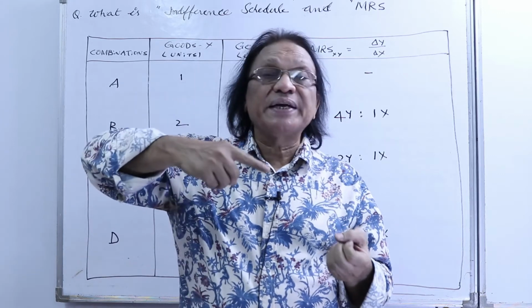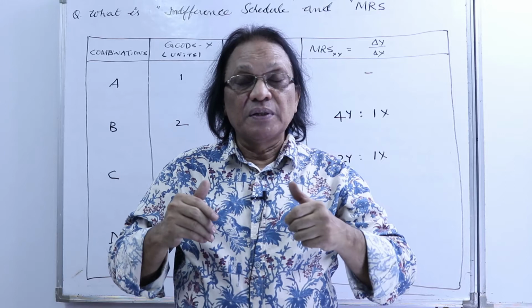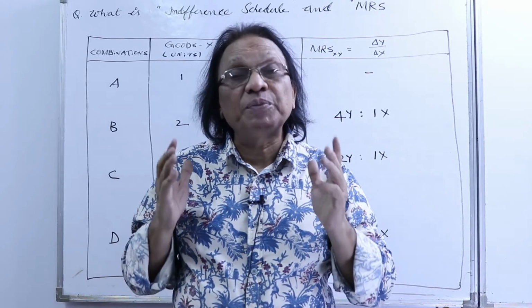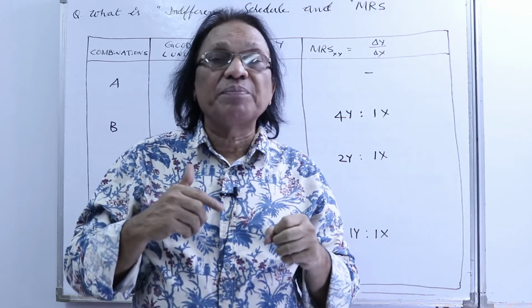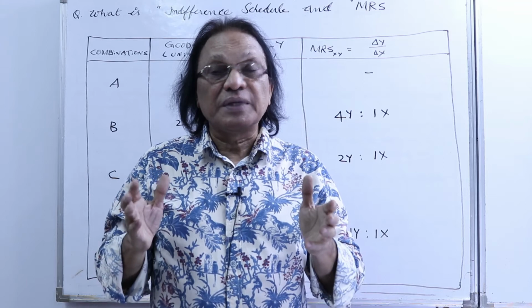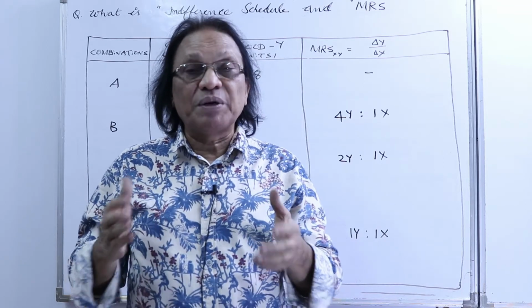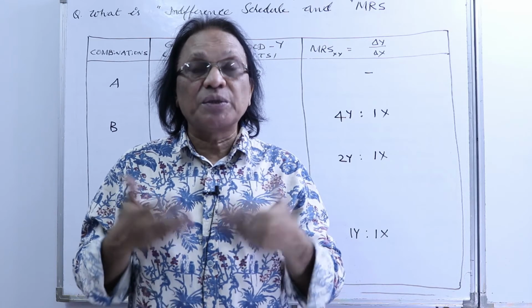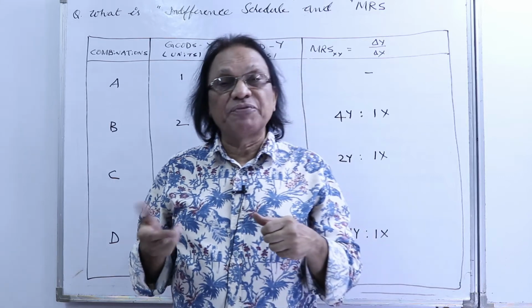Since the consumer is getting the same satisfaction from all the combinations, the consumer is indifferent. He's not able to take a decision which one he should have. Should I take A combination or B or C or D? That's why it's called an indifference schedule, because all are giving you the same level of satisfaction. The consumer is not able to decide which one to have.